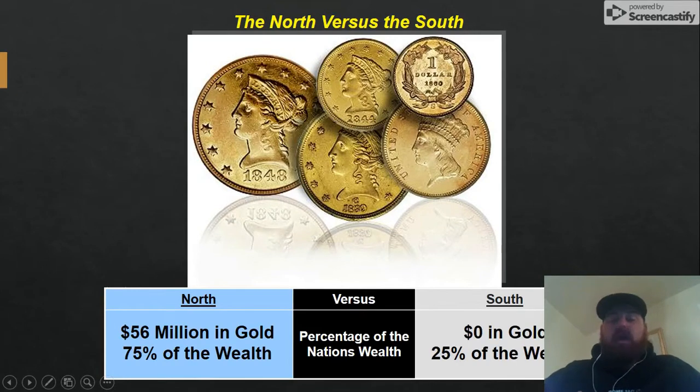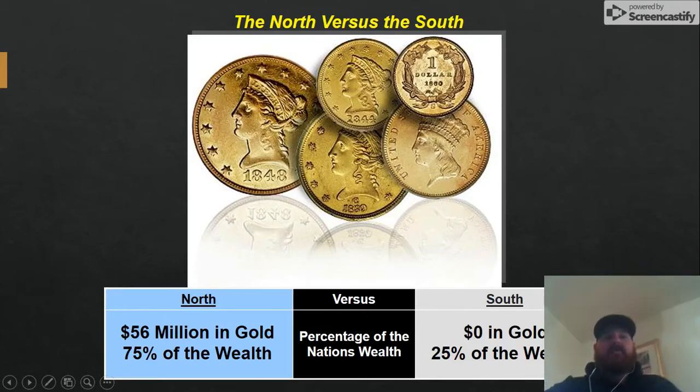With percentage of the nation's wealth, the South only had 25% of the wealth, and they had $0 in gold, while the North had $56 million in gold and $75 million, or 75% of the wealth. Okay, so the North, being a more industrialized section of the nation, they were a lot more wealthy.